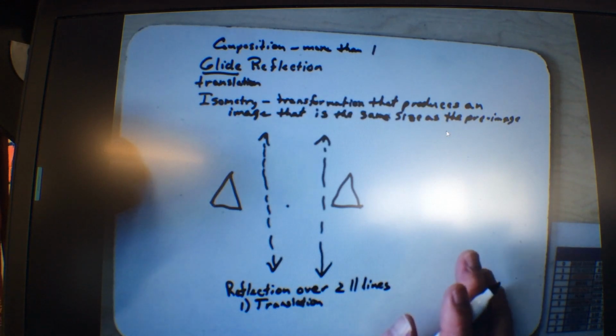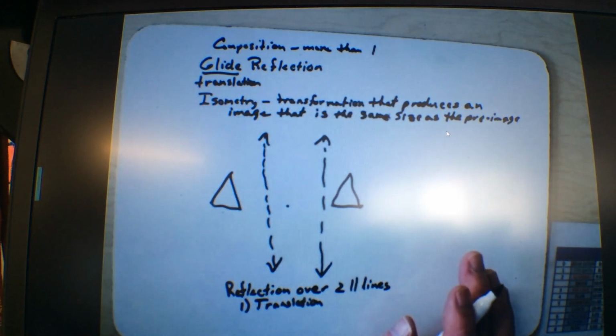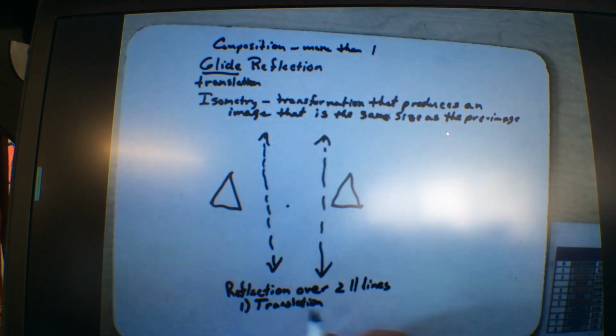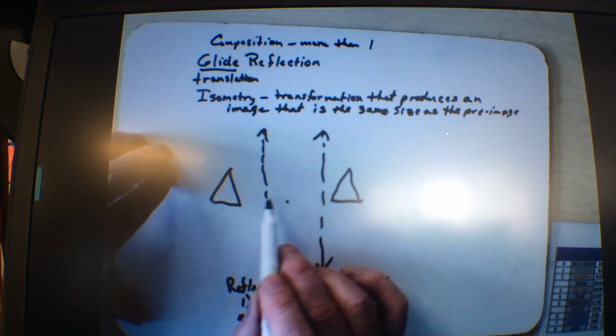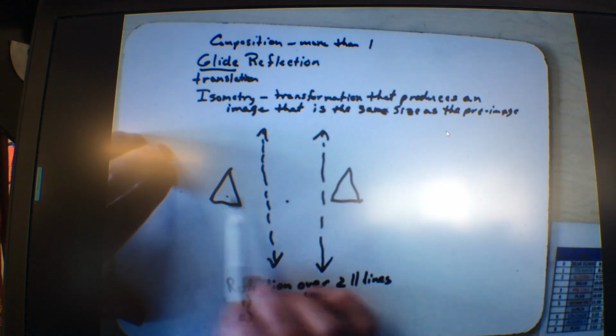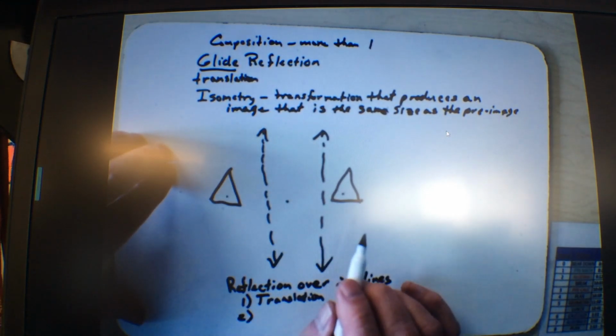And what's interesting is it's perpendicular to those lines as it's moved, and it's twice the distance of the two lines. So if you measure the distance from here to here, it is twice that distance.